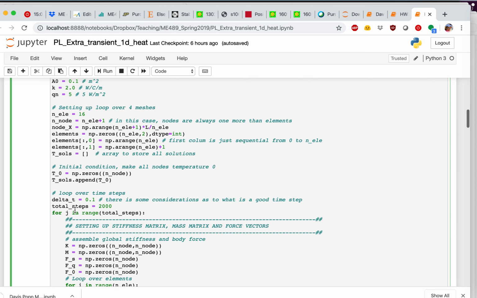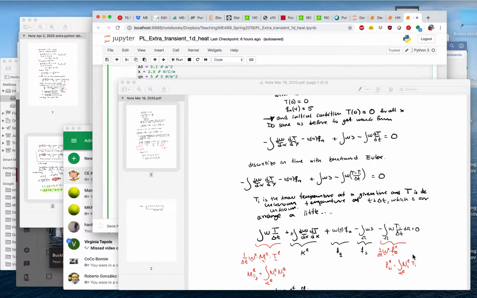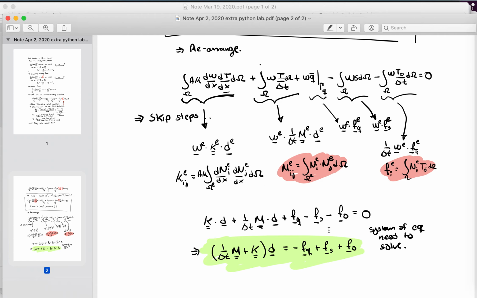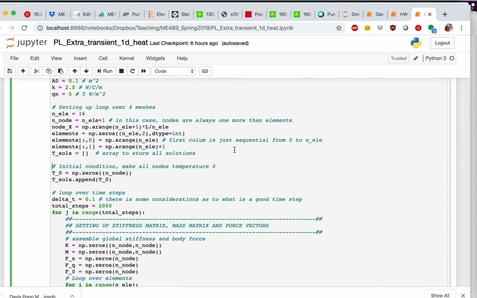Now where things start to get different is from this term right here. What I need to integrate is the temperature at the previous time step. So I need an initial condition, an initial temperature field, and then I'm gonna keep on getting the next temperature field. The initial condition is gonna be to make all the nodes have 0 temperature, and then I'm gonna append that into this array where I'm gonna be storing all the solutions. So the initial one will be just zeros.